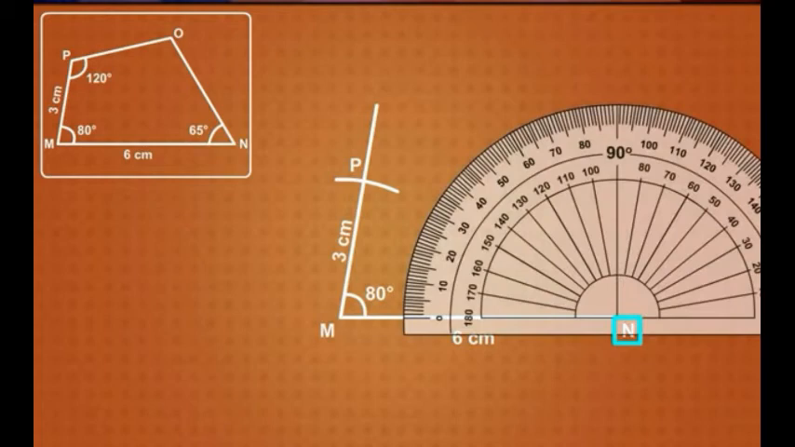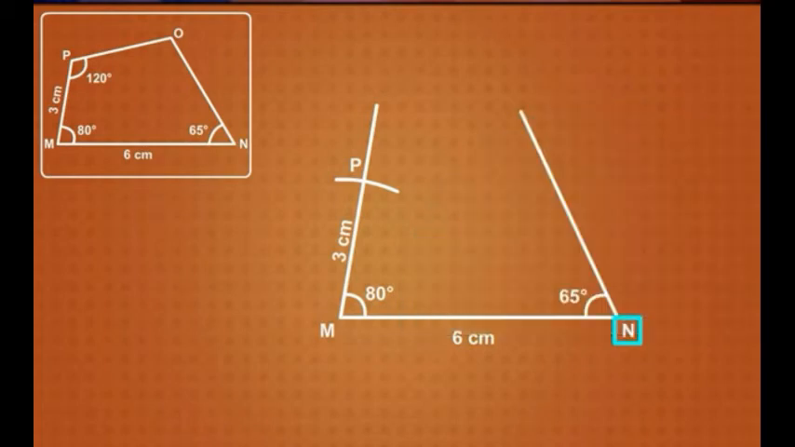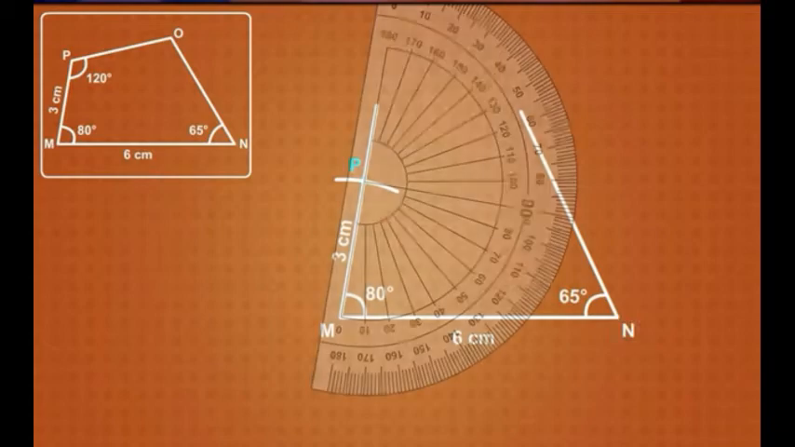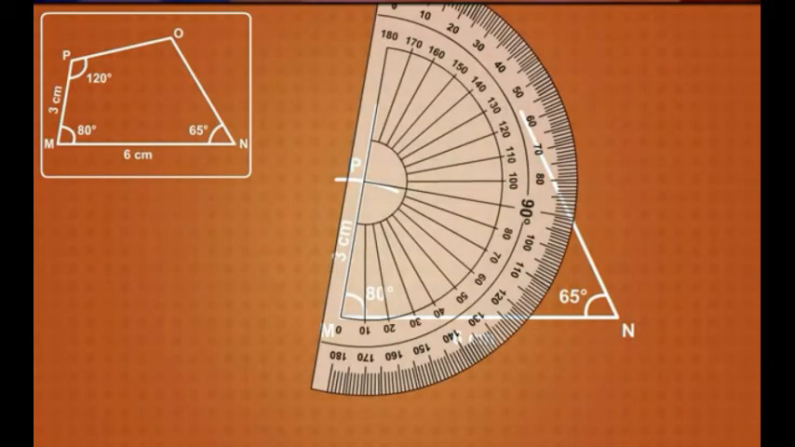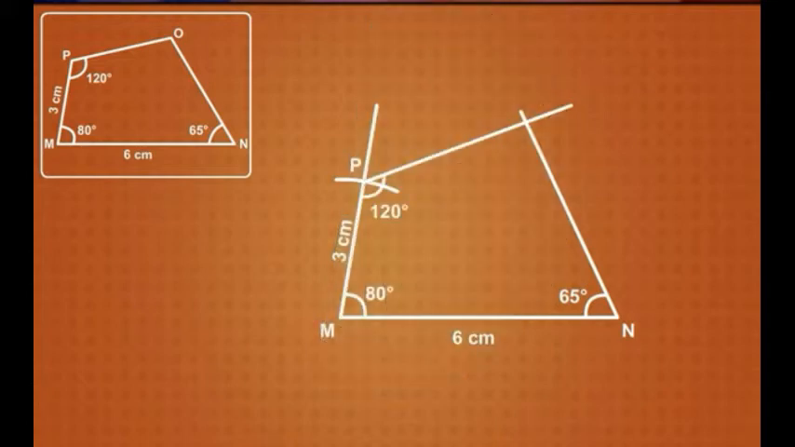Now at N, draw an angle of 65 degree by using protractor. Now at P, draw an angle of 120 degree. The arms of these two angles will intersect at a point O. Then MNOP is the required quadrilateral.